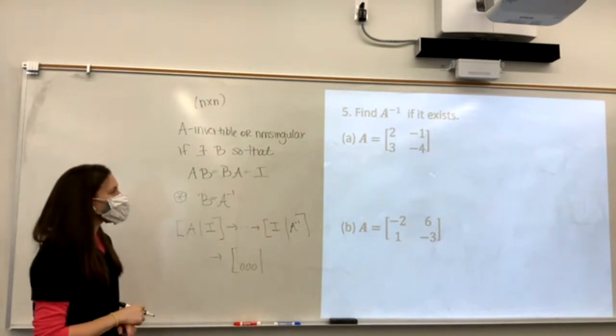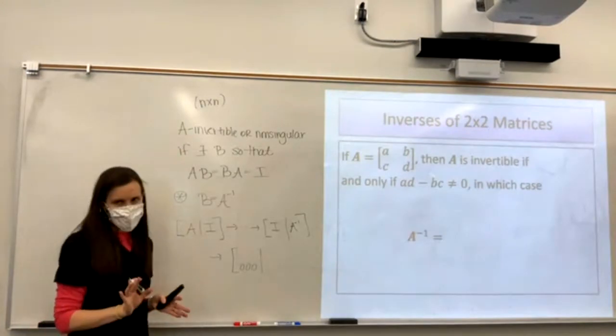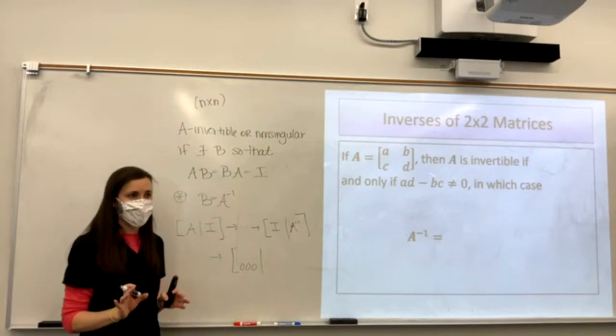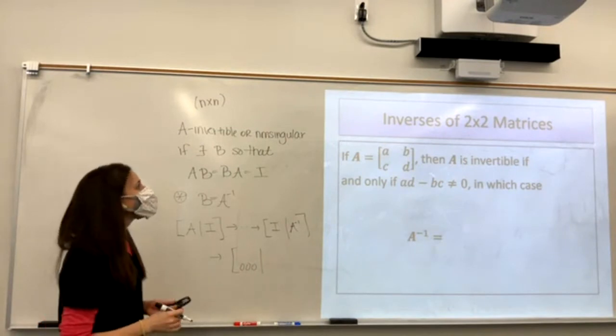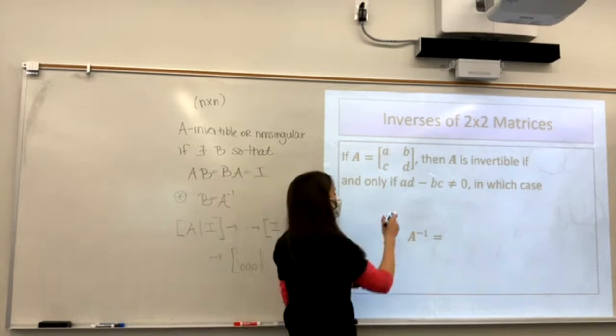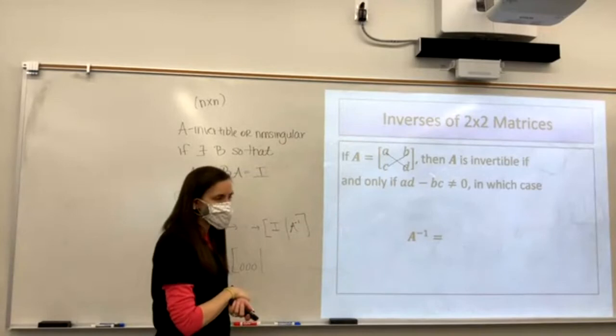And the last thing we said was that in the case of a 2x2 matrix, don't use your calculator, because you have a really quick formula for those. It's longer to type it into your calculator than it is to just write down the formula. So we've got a 2x2 matrix A that is invertible if and only if AD minus BC is non-zero.